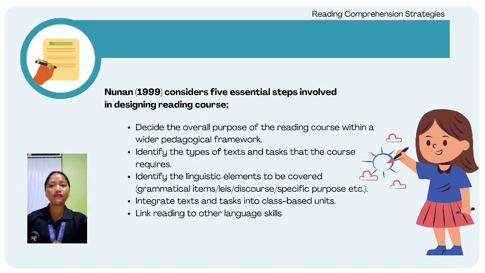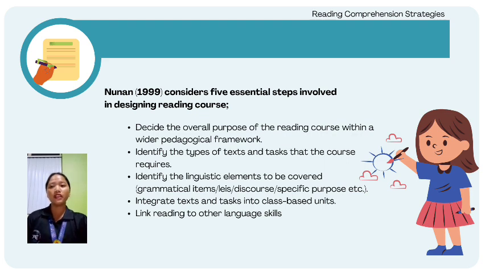Second is identifying the types of text and tasks. The course should include a variety of texts such as narratives, academic articles, instructions, and relevant reading tasks. That includes skimming for main ideas, scanning for details, and making inferences to help students engage effectively with different materials. Third is identifying the linguistic elements to be covered.